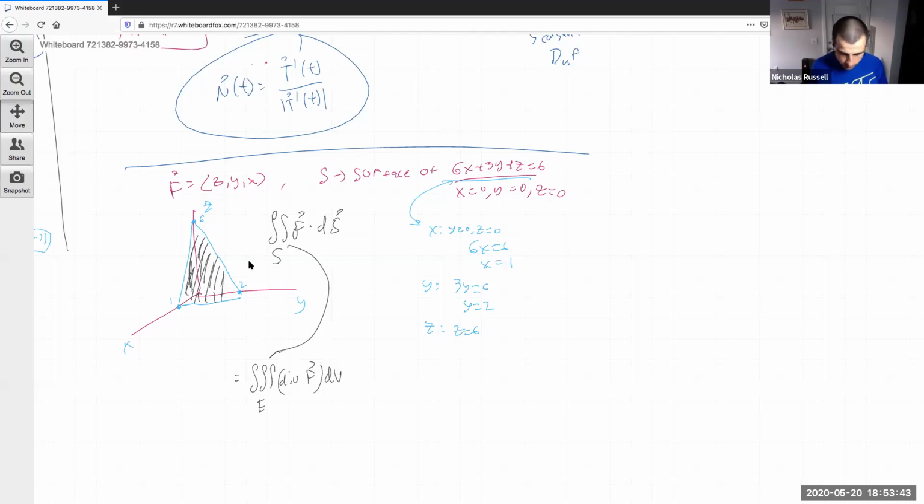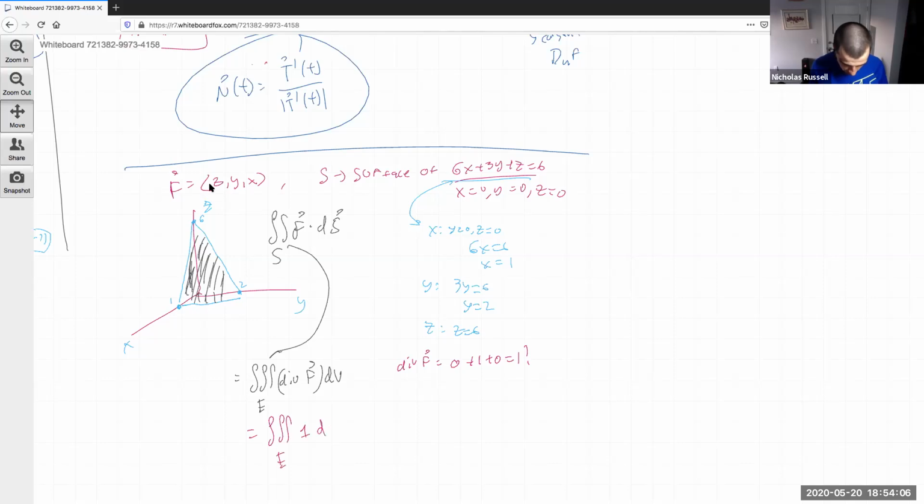Now, with this in mind, we compute the divergence of F. Computing this is actually really nice, because I take the derivative of this with respect to x, this with respect to y, this with respect to z, and add them up. This is going to be 0 plus 1 plus 0, which is just 1. That's very helpful.